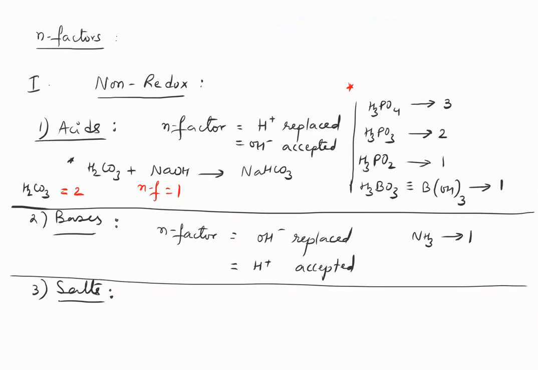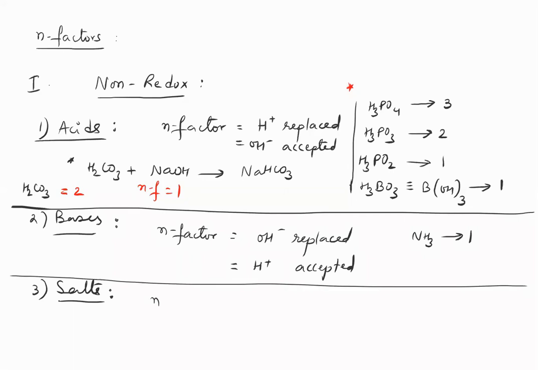Whenever you get a substance whose change of oxidation number comes out to be 0, then please understand it is a salt. Yesterday someone asked that question also. 0 comes here for the N factor, so what's the answer? When 0 comes, it means it is a non-redox reaction.